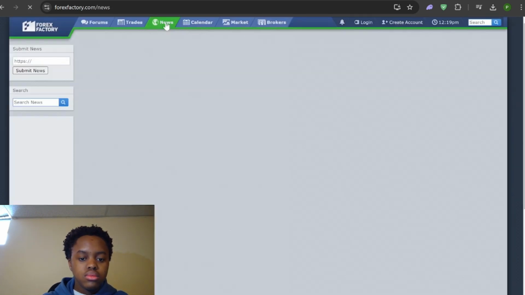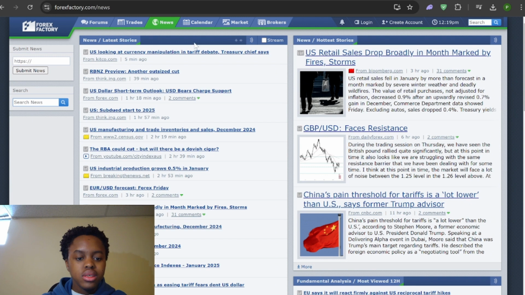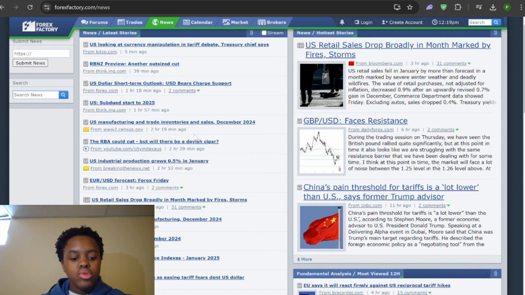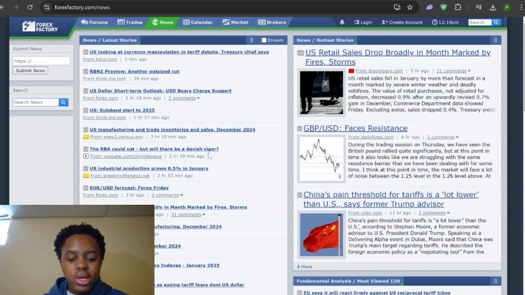News. This is where you can see all the news of the story, 3 hours ago, 2 hours ago, 1 hour ago, stuff like that. So you can basically look into it and tell at what particular time the price market is going to be affected by this news. Do you get what I'm saying? So that's why you see right there.